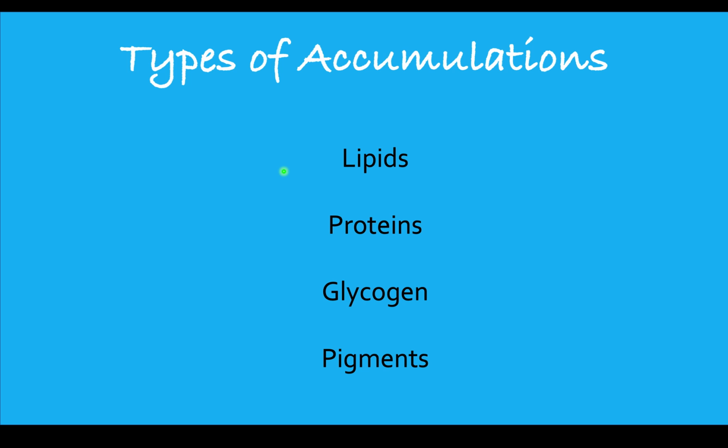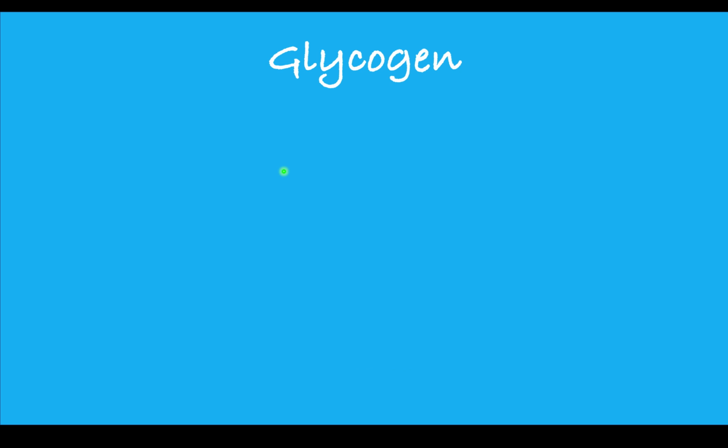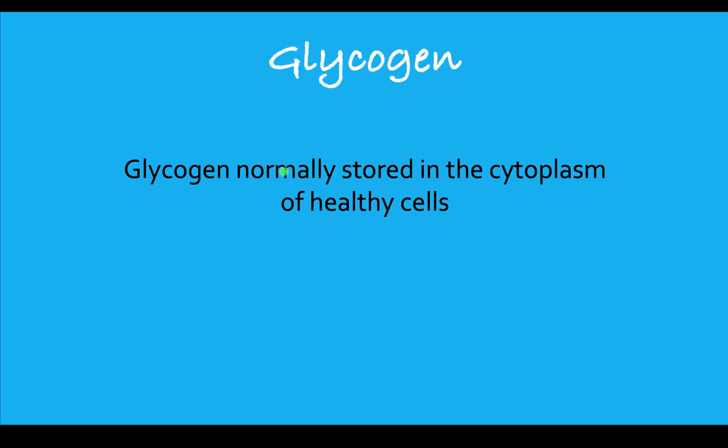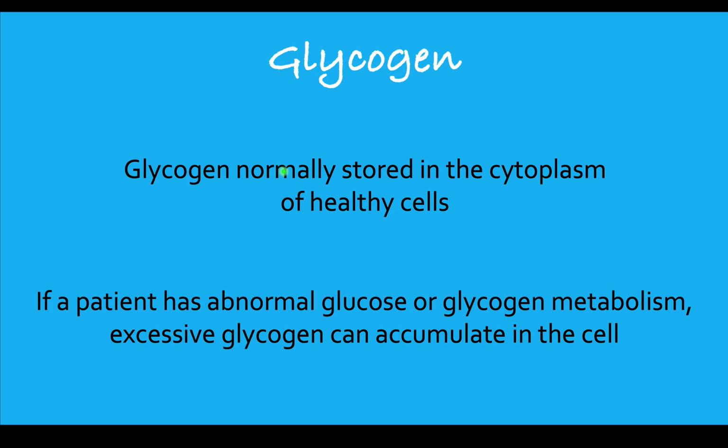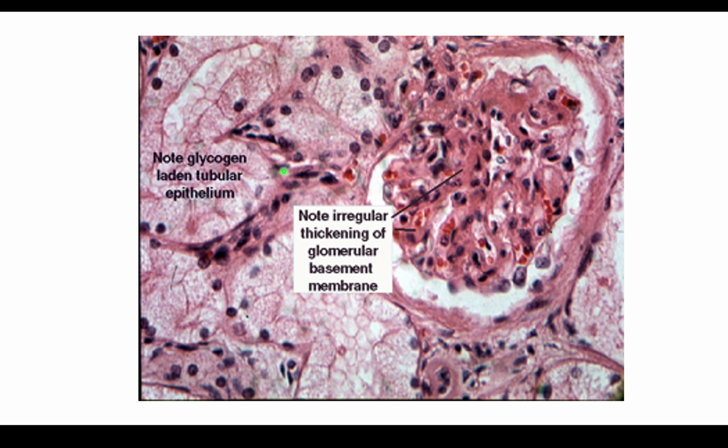Now moving on to glycogen. Where does glycogen accumulate inside the cell? Normally you have glycogen in the cells, right? Think back to biochem: what do we use glycogen for? That would be for anaerobic respiration, right? So normally you have glycogen stored in the cytoplasm of healthy cells. But if the patient has some sort of glucose or glycogen metabolism problem, you can get excessive glycogen accumulating inside the cell. So what does this look like?